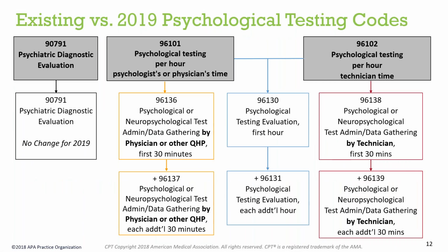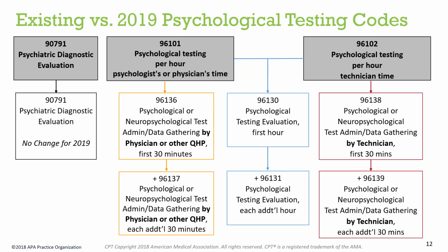Okay, so this is a busy slide, but it'll make sense over time. If you look at the top row, the gray boxes, you have 90791, which we've just talked about, the Psychiatric Diagnostic Evaluation, and for 2019, there's no change in that. So if you're doing a psychological evaluation, you're used to using this code, continue using it. Where things change is the old code, soon to be old code as of December 31st, 96101, psychological testing per hour, that now converts to 96136, the base code, and 96137, the add-on code.